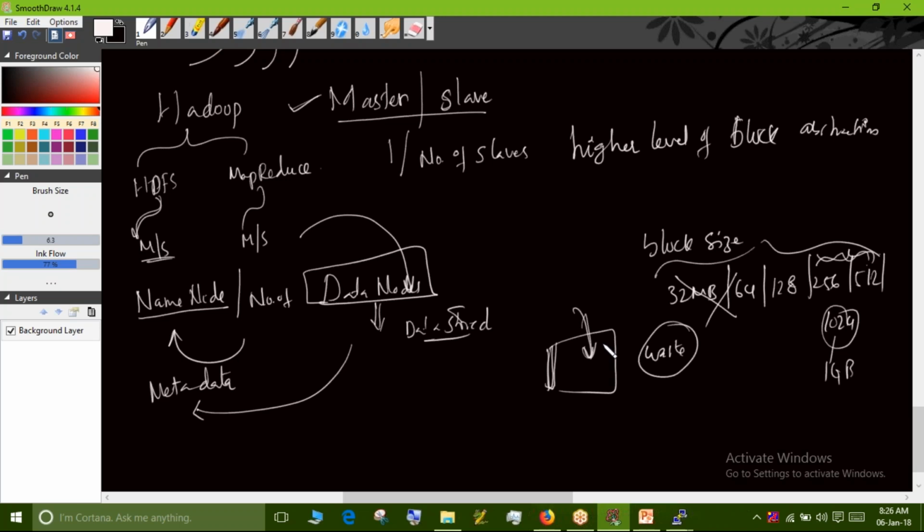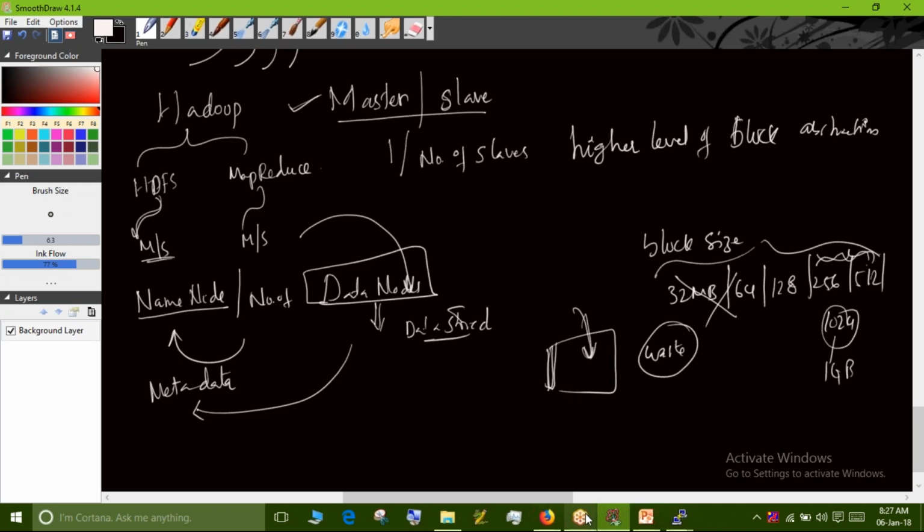We'll see about those things at a later stage. But HDFS is a higher level of block abstraction. What do you mean by that? Higher level of block abstraction means the block size is higher, so that manageability becomes easier, especially in the case of big data. The manageability is more affordable.